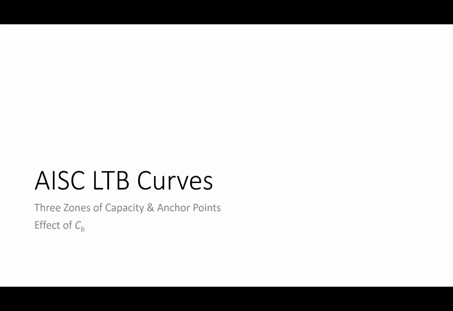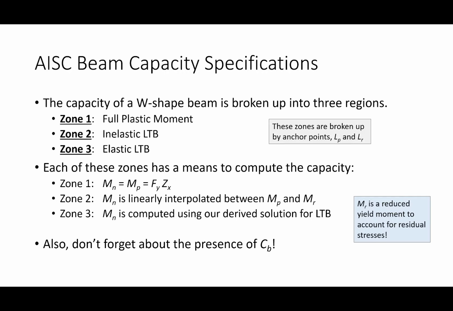And if there's 3 zones, there's going to be 2 anchor points that separate those. So there's going to be an anchor point right here and an anchor point right here, and we're either in zone 1, zone 2, or zone 3. Okay, and we'll need to determine those anchor points and figure out what zone we're in. And I also want to highlight how CB actually affects the capacity and how we can take this little generalized schematic here on the board and add some reality to it. Okay. All right, so let's look at the beam capacity specifications.